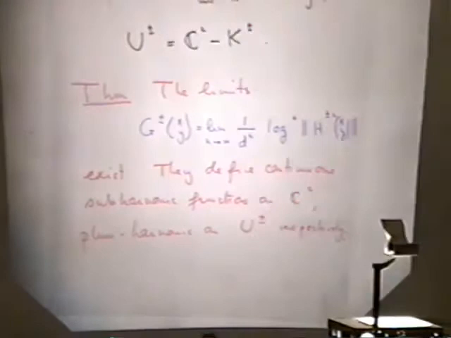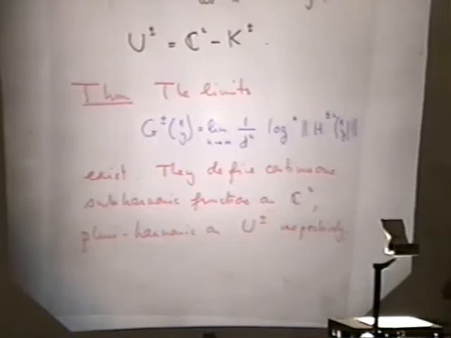And the theorem says this limit does exist, this idea that things go to infinity at most by having the norm raised to the dth power is correct. They define continuous plurisubharmonic functions. This should be pluri, I'm in several dimensions. Plurisubharmonic functions on C2.